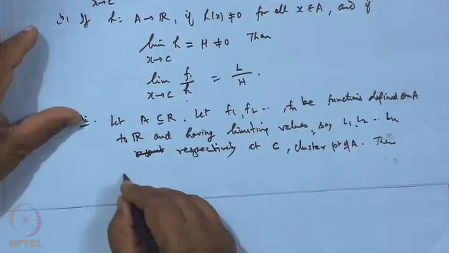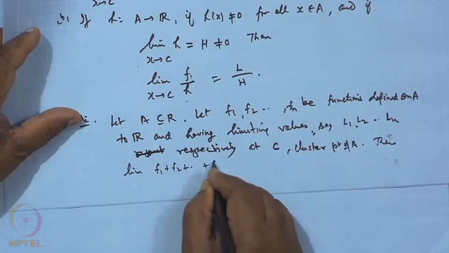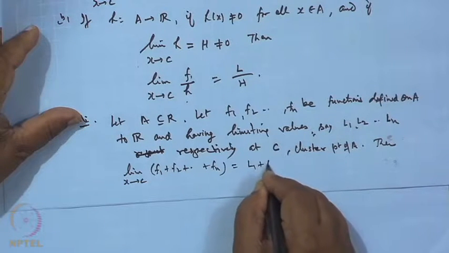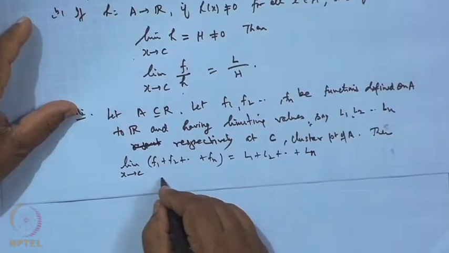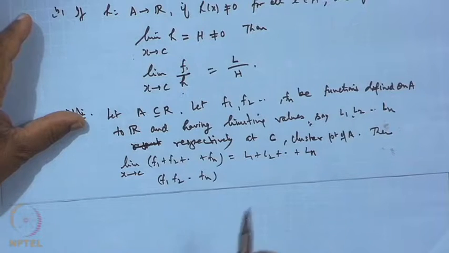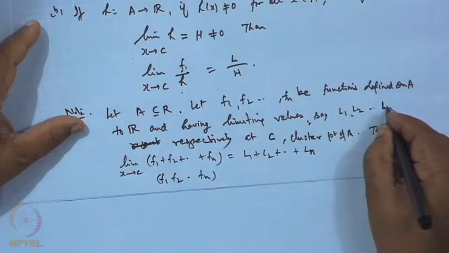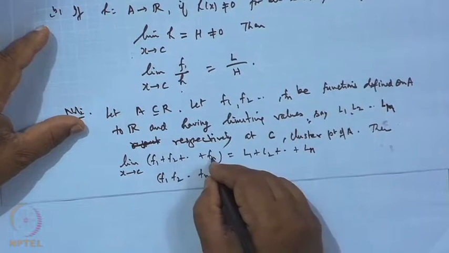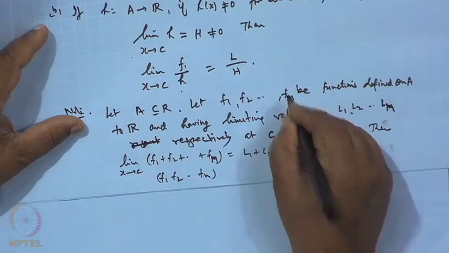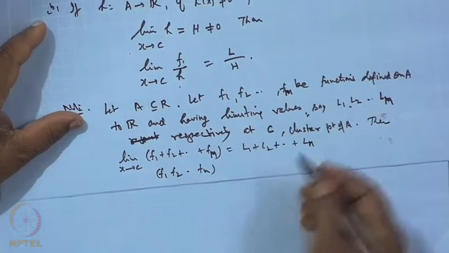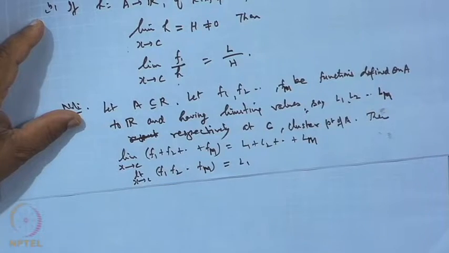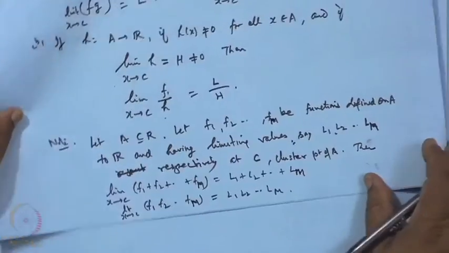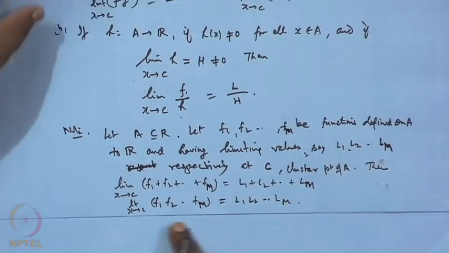the limit of f 1 plus f 2 plus up to f m as x tends to C will be the sum of these limits. Similarly for the product, I will say it is m, so that it does not confuse, because the limiting values are given. The limit as x tends to C comes out to be L 1, L 2, up to L m. And as a particular case, when all L 1, L 2, up to L n are identical, it comes out to be L to the power n.